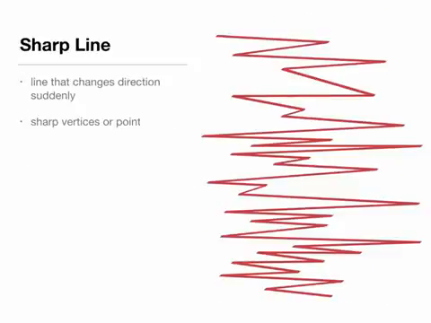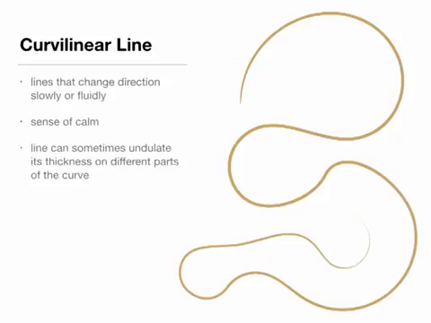Sharp lines are lines that change direction very suddenly, and you can tell that a line is sharp because it has a vertex or a point where the change of direction takes place. In contrast, you can have curvilinear lines, lines that slowly change direction. There's a sense of calmness about these types of lines that create an overall feeling of serenity. Lines can also undulate in thickness on different parts of the curve in order to create a little bit more visual interest.